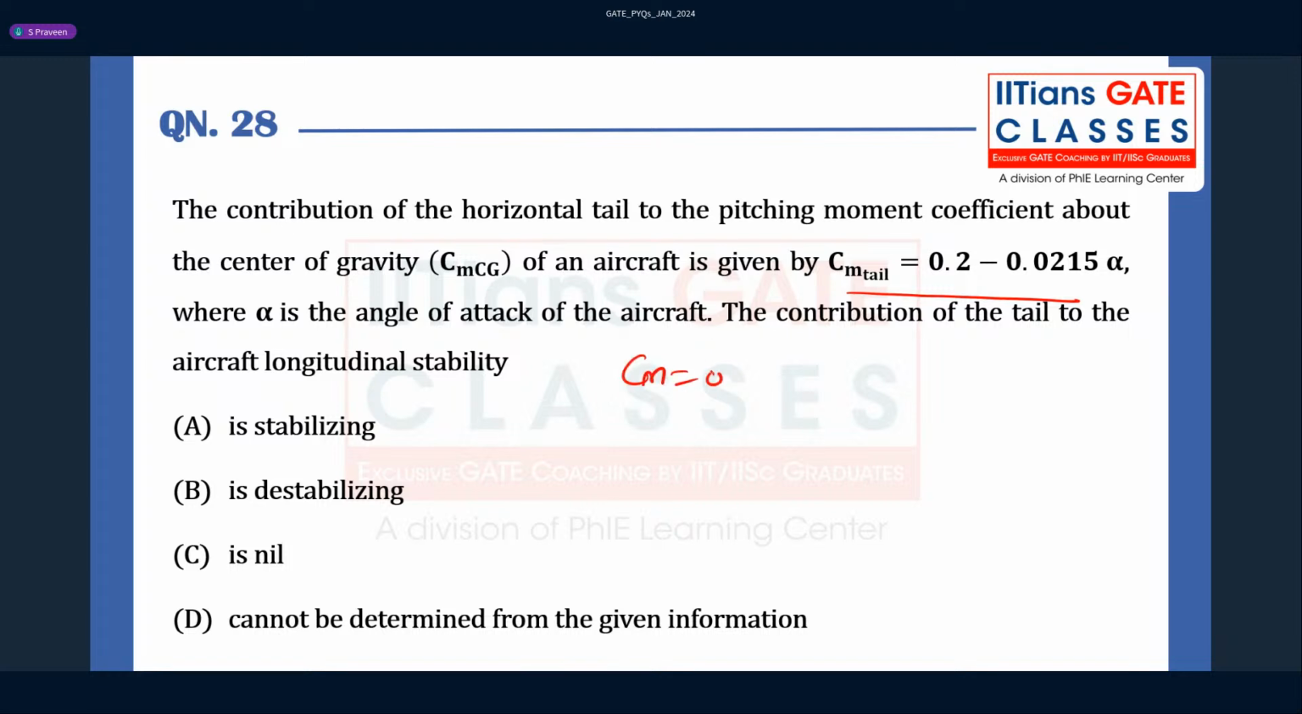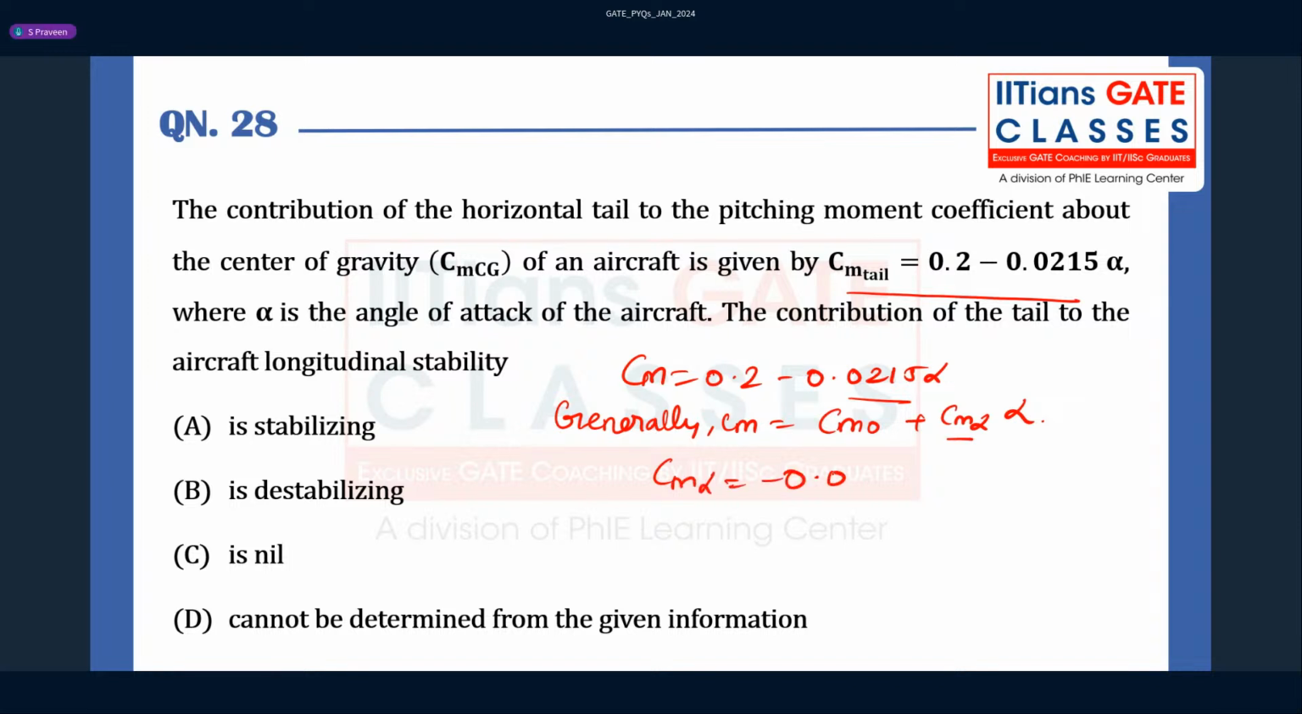So my Cm is given as 0.2 minus 0.0215 alpha. Generally, you can write Cm as Cm naught plus Cm alpha times alpha. If I compare this with this, I can simply say that Cm alpha is minus 0.0215. The other way is to differentiate this Cm with respect to alpha and you get the same value. Now, if my Cm alpha, which is dou Cm by dou alpha, is less than 0, then my aircraft is stable. That's the inference.